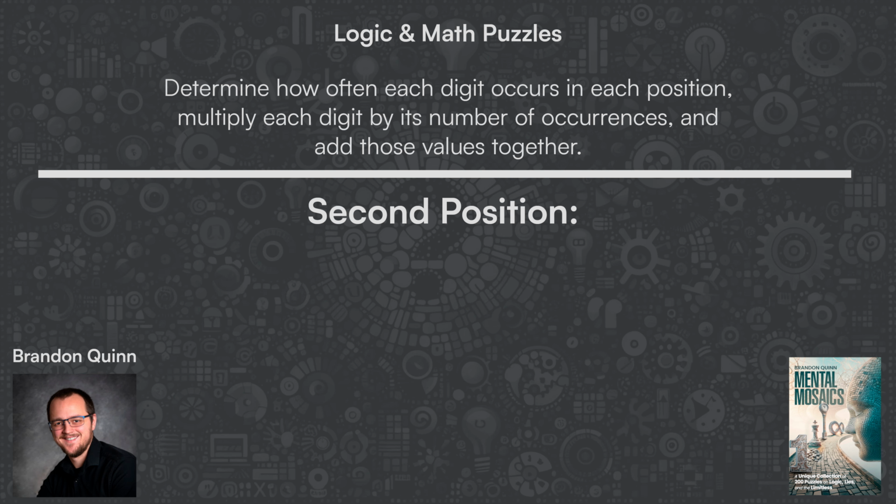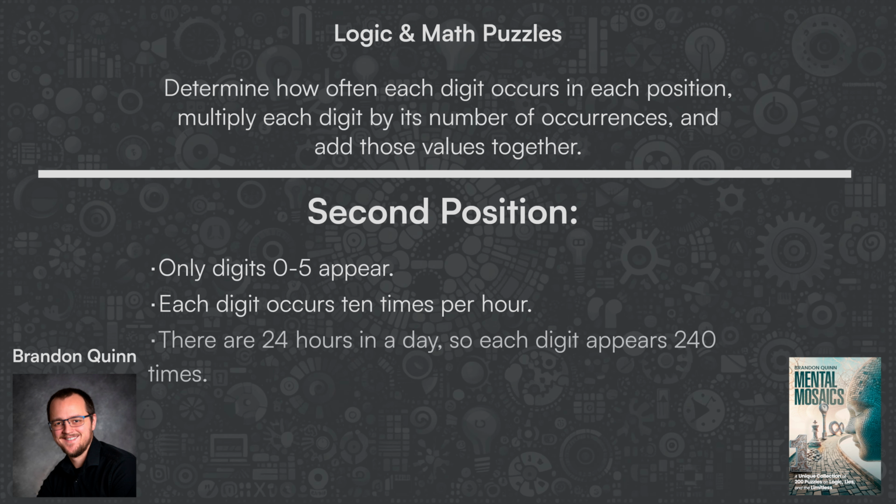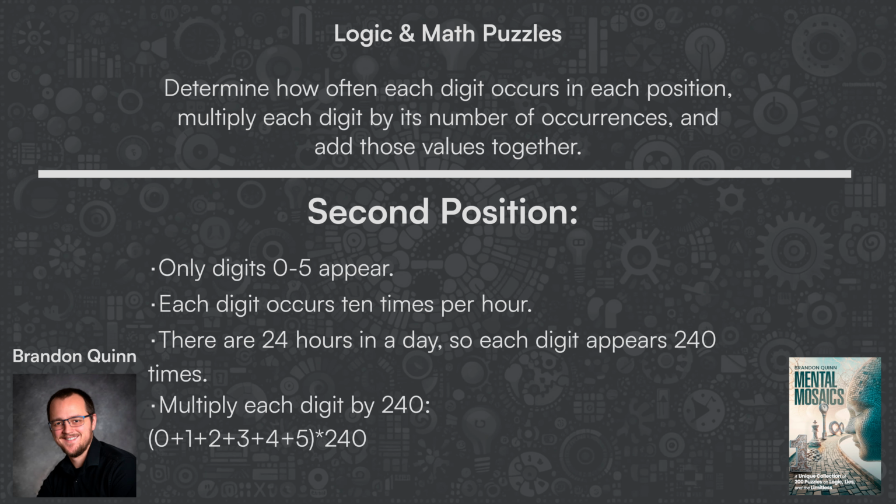Now we'll do the same process for the second position, second from the right that is. This time only digits 0 through 5 appear because after the 59th minute, of course it goes to the next hour, at which point both digits to the right go back to 0. Each of those digits, 0 through 5, occurs 10 times per hour. There are 24 hours in a day, so each digit appears 240 times. So multiply each digit by 240, or as we have done here, add up 0 through 5, multiply that by 240, and we get 3,600.